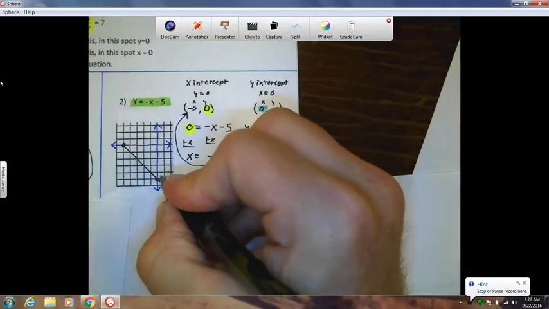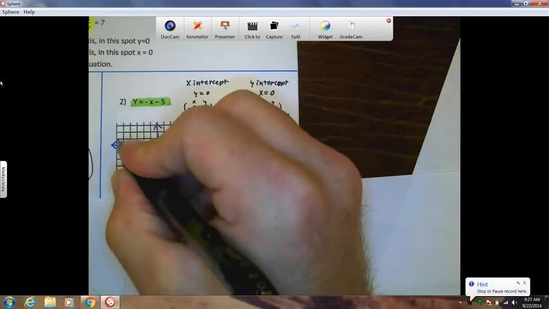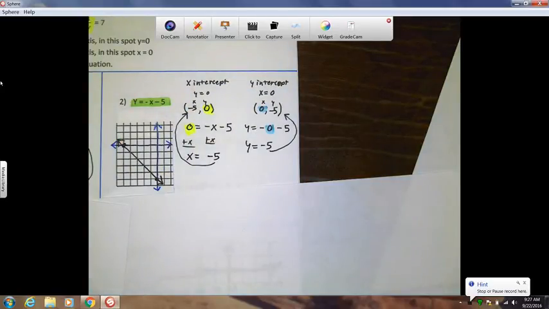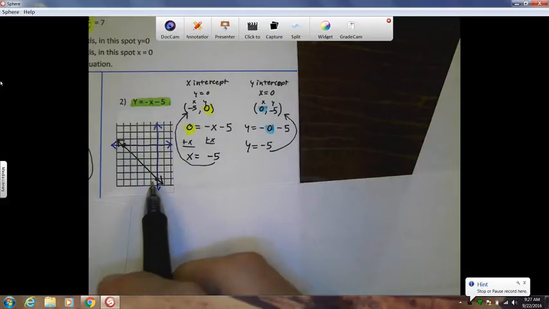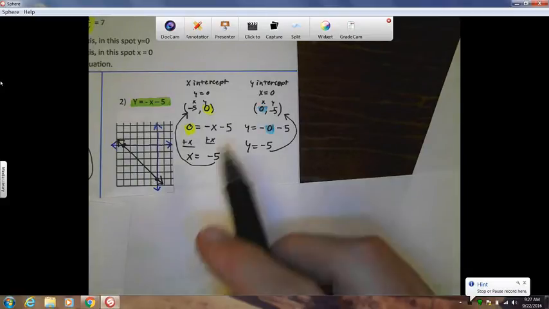Make sure you draw arrows, because this is not a line segment. It's a line that continues on. So I found my x-intercept, found my y-intercept. I have my ordered pairs. There's that. Let's look at number 3.